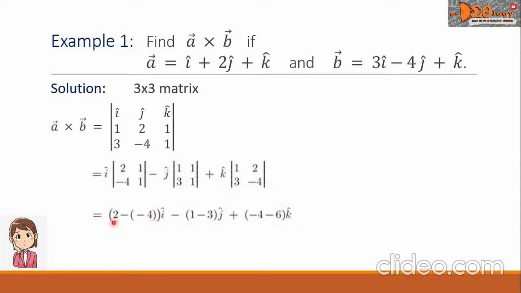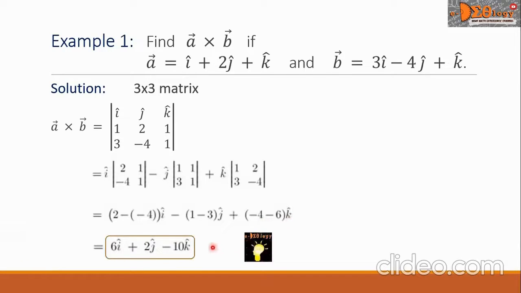Simplifying further, 2 minus a negative 4 becomes positive 6. Then we copy the i. 1 minus 3 will be negative 2. And because there is a negative sign here, it becomes positive 2. Then we copy the j. Negative 4 minus 6 becomes negative 10. Then we attach the element k. This is now the final answer.